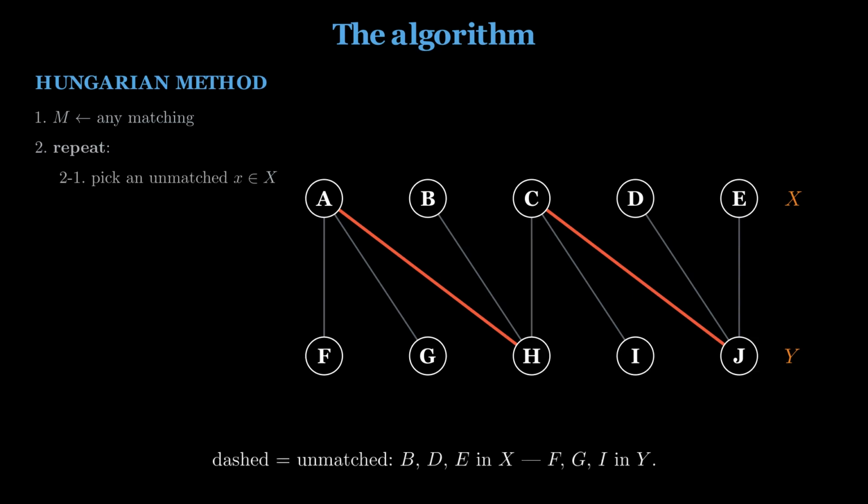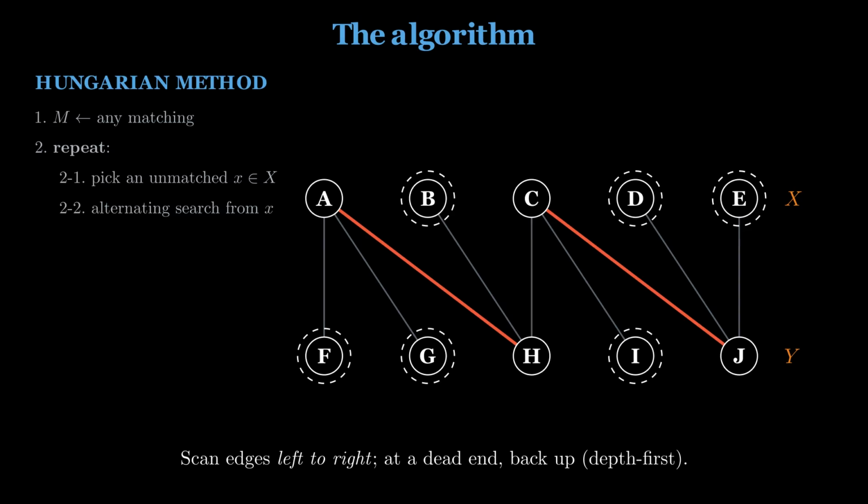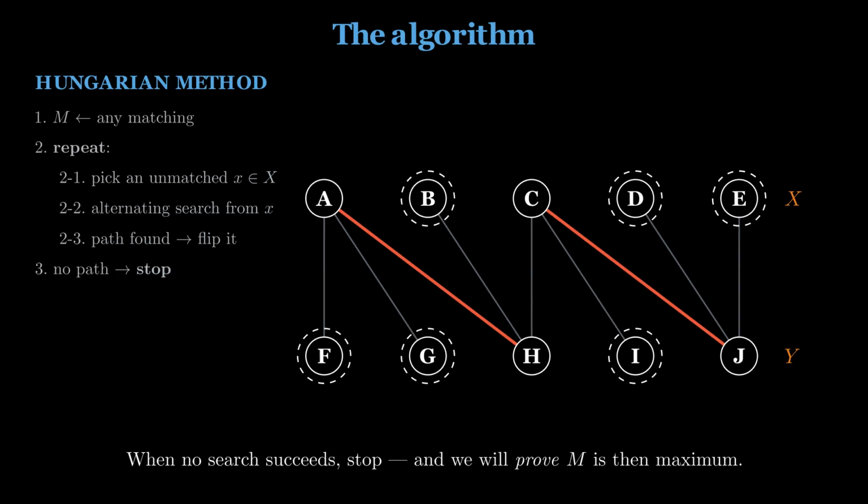First, pick an unmatched vertex of x. The dashed circles mark everything that is currently unmatched. Second, search. From x to y, the search crosses an unmatched edge. From y back to x, it follows the matched one. Edges are scanned from left to right, and a dead end sends the search back. Depth first. Third, if an unmatched vertex of y is reached, an augmenting path has been found. Flip it, exactly as in Berge's video. And when no search succeeds anymore, the algorithm stops.